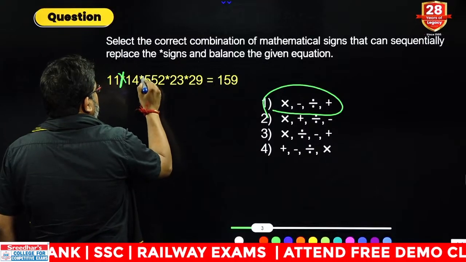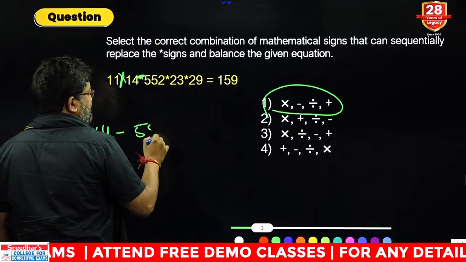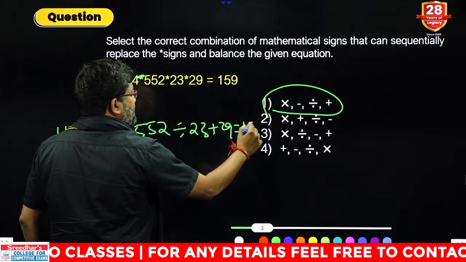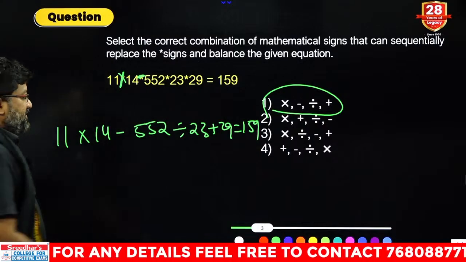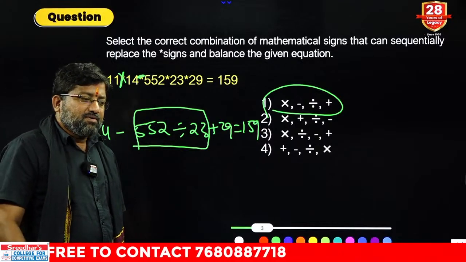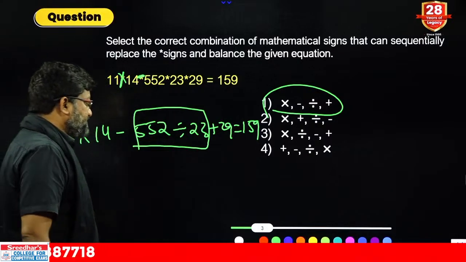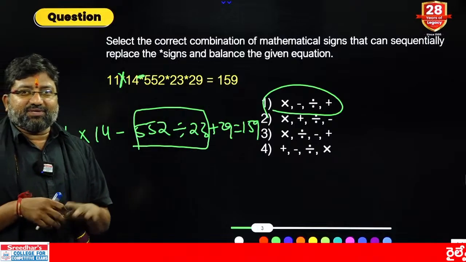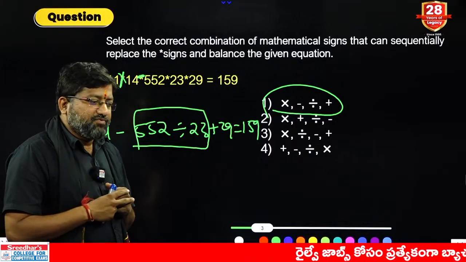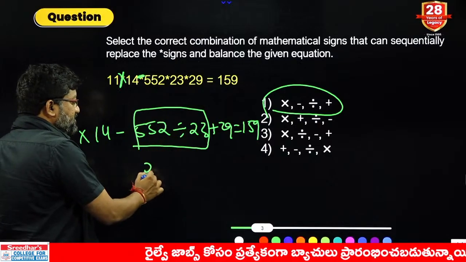Next it says minus. So here we have written 11 into 14 minus 552 divided by 23 plus 29 equals, 159 it says. Let's see. 552 divided by 23, you have to go with this first obviously because by BODMAS rule you will follow bracket of and division. You don't have bracket and of, so you have to go with division. 552 divided by 23. Sir, we are a bit weak in multiplication tables. Even so, this is not a big matter.